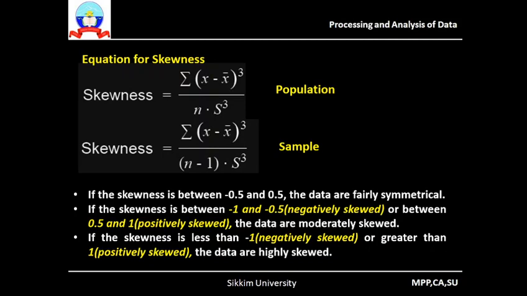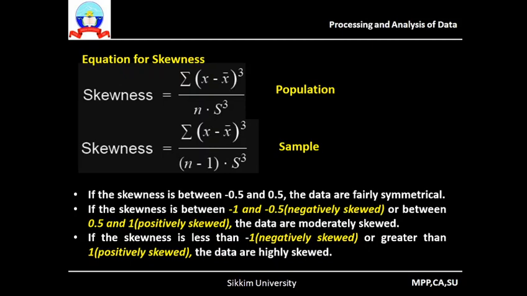skewed. If the value of skewness is less than minus 1 in case of negatively skewed or greater than 1 in case of positively skewed, the data are highly skewed. So these are the different interpretations of value of skewness.